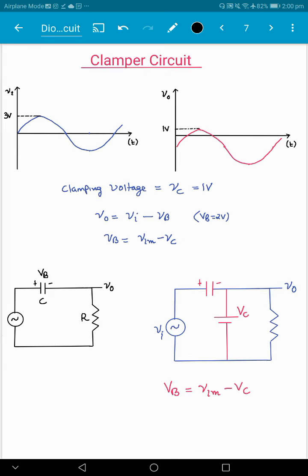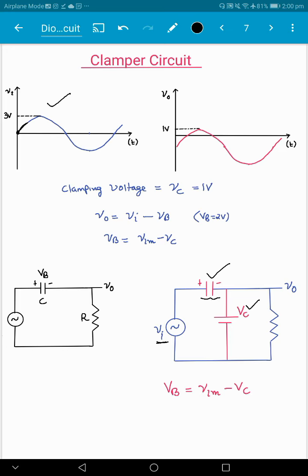So suppose I take this capacitor here and I add a voltage VC. VC is my clamping voltage. Let's see what happens. Let's suppose the capacitor is initially not charged. Let's focus on the waveform here. Vi starts increasing, and the capacitor here will begin to get charged, right?